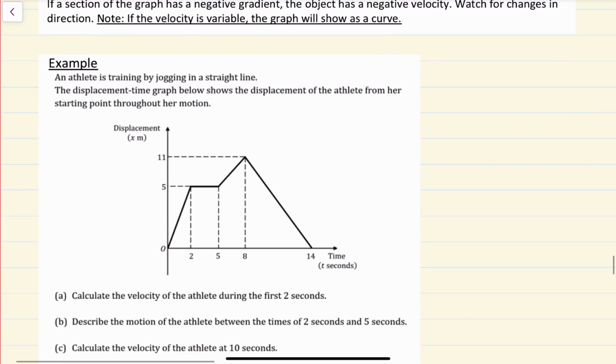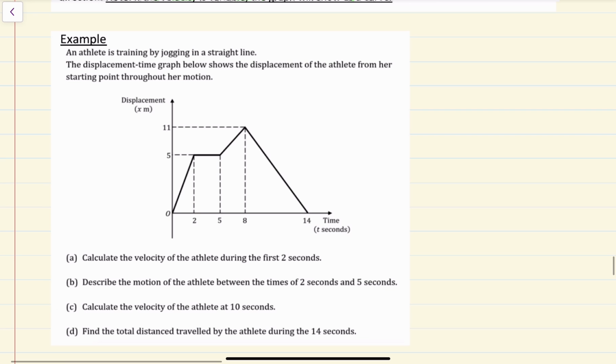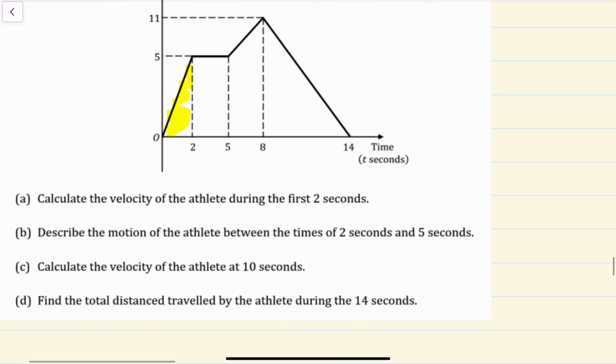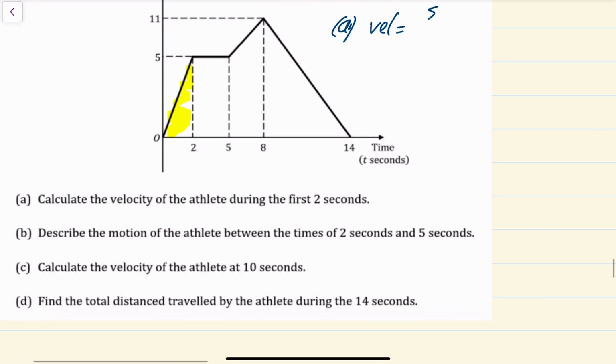Here's an example: an athlete is training by jogging in a straight line. It says calculate the velocity of the athlete during the first 2 seconds. For the first part, we're looking just at this wee section. Velocity, remember, is just the gradient. It's gone up 5 as you've gone across 2, which is 2.5 meters per second.